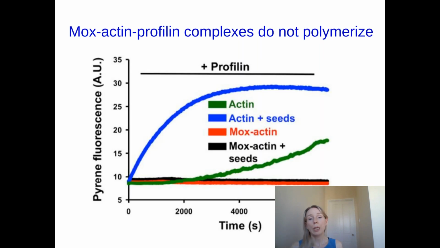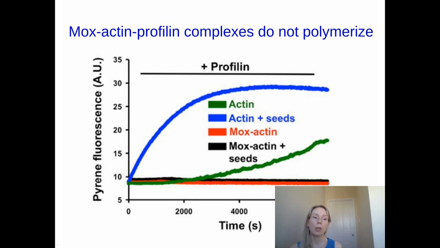So what we did, we took Mical-oxidized actin-profilin complexes and we asked, can we trigger their polymerization? And what this graph is showing you, and again, this is a pyrene-assisted bulk polymerization assay, you can see that we cannot really trigger polymerization of these complexes.